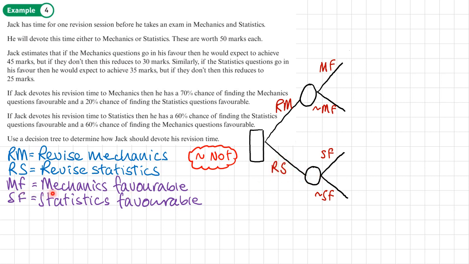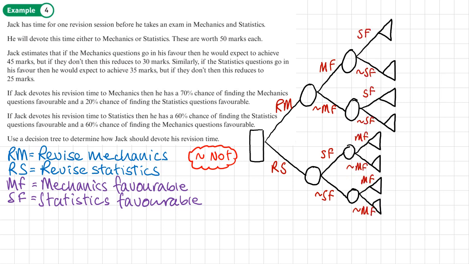So again, I've got a key for whether he finds mechanics or statistics favourable. Remember that little tilde symbol means not. So this branch here, for example, would mean we revise statistics, but he doesn't find the statistics questions favourable. We also need to add on how favourable he finds questions in the other paper. So we also need to add on branches up here for statistics and branches down here for mechanics. Okay, so that now completes the basic diagram, we now want to put on there the probabilities.